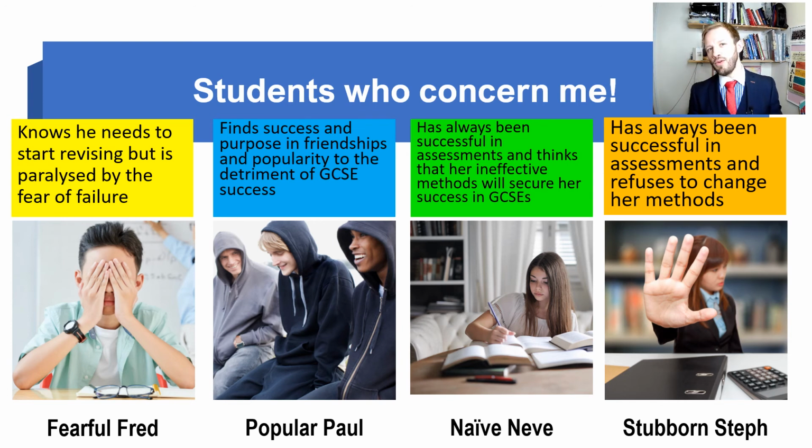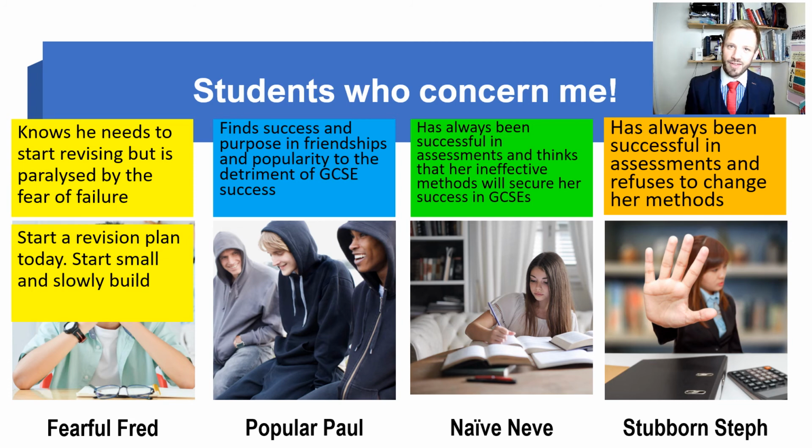So how do we respond to students like this? Well, maybe one of these resonates with your child already, maybe not, you can skip past this bit if you want. But Fearful Fred effectively needs to start revising today. He needs to start a revision plan, which starts really small, maybe just a couple of 25-minute sessions. Start small and then slowly build. Just beginning and taking those small steps towards the GCSEs is going to help him hugely, and it's going to start to come along naturally once he just gets going. He just needs to get going.